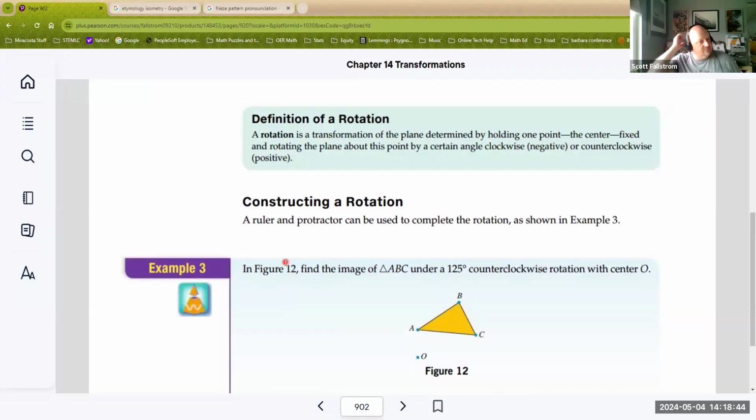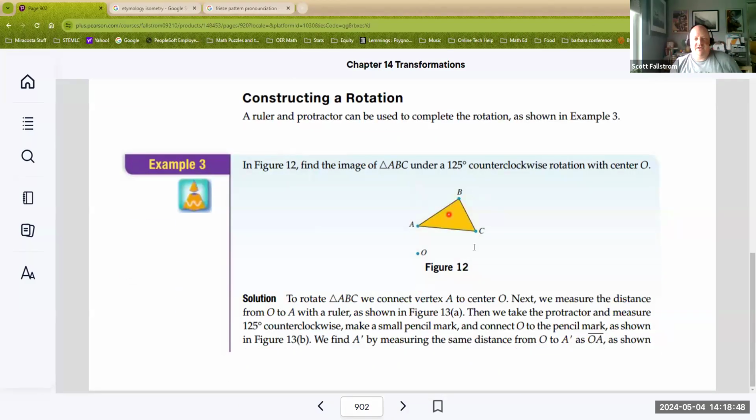All right. Let's see here. So that's a rotation, constructing a rotation. And it says to construct a rotation, then go ahead and do this. Let me do just a tiny little bit here. So what we're going to do is a 125-degree counterclockwise rotation with center O.